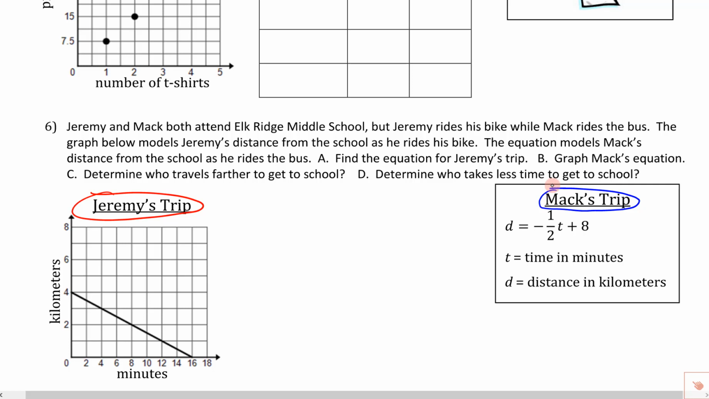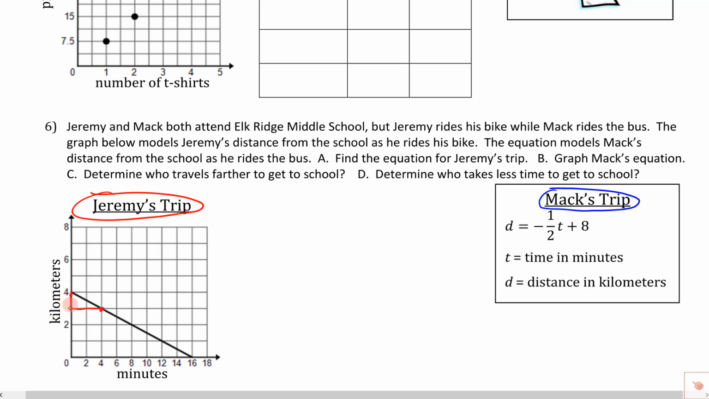So it says find an equation for Jeremy's trip. All right, so let's come over here on Jeremy's trip and let's figure out what's going on here. Okay, this is 4 kilometers where he starts, and then this is how many minutes it takes him to get there. So you'll notice that these axes are scaled differently. So if we find the slope, we better be really careful. We've got a convenient point right here and right here. So we're going to go down 1 and over 2 boxes. But again, we've got to be really careful on this.